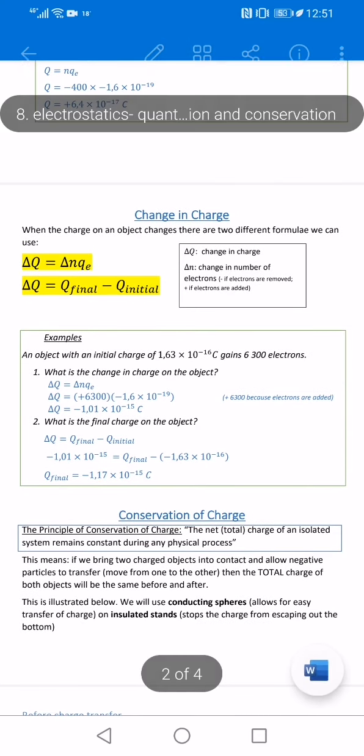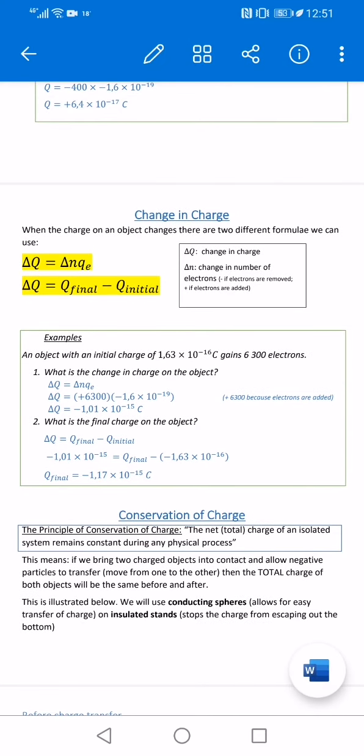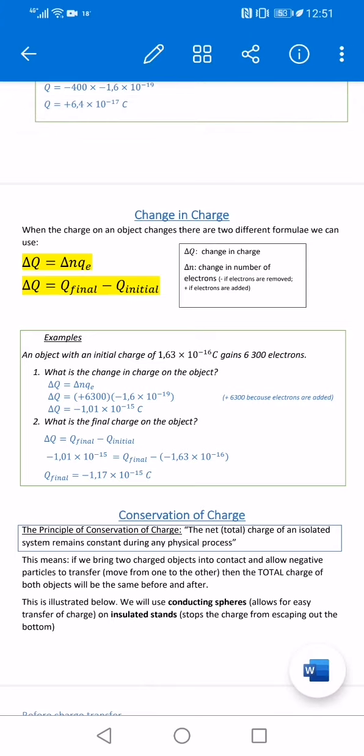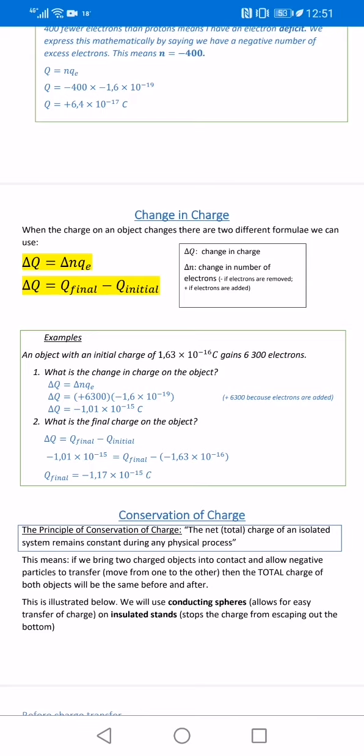Now, I hope we remember this delta sign. Delta means change in. Okay, so the change in charge on an object is equal to the change in the number of excess electrons multiplied by the charge per electron. So if I tell you I've got 500 electrons that moved, that means the change in number of electrons was 500. I had 500 electrons moving from one object to another. Now, very important here, this delta n in brackets I've got here: negative if electrons are removed and positive if electrons are added. Okay, so there are two things now we have to worry about with the signs.